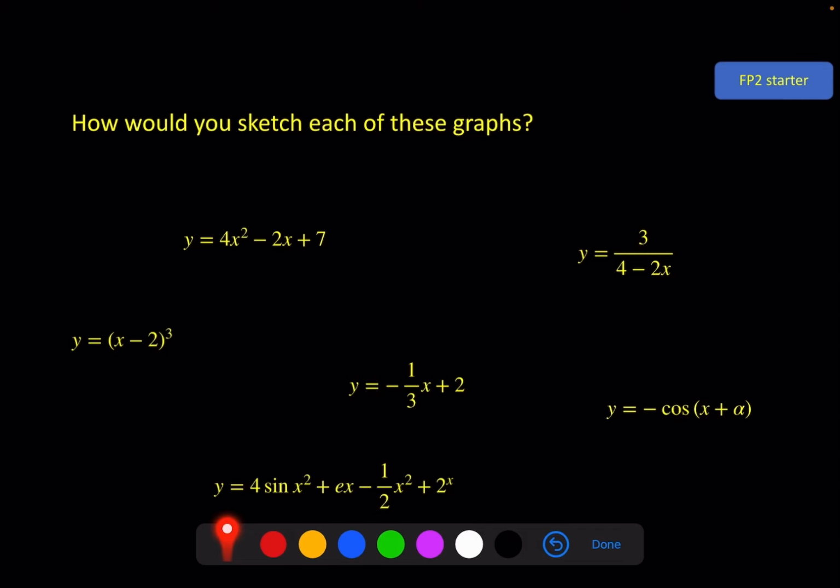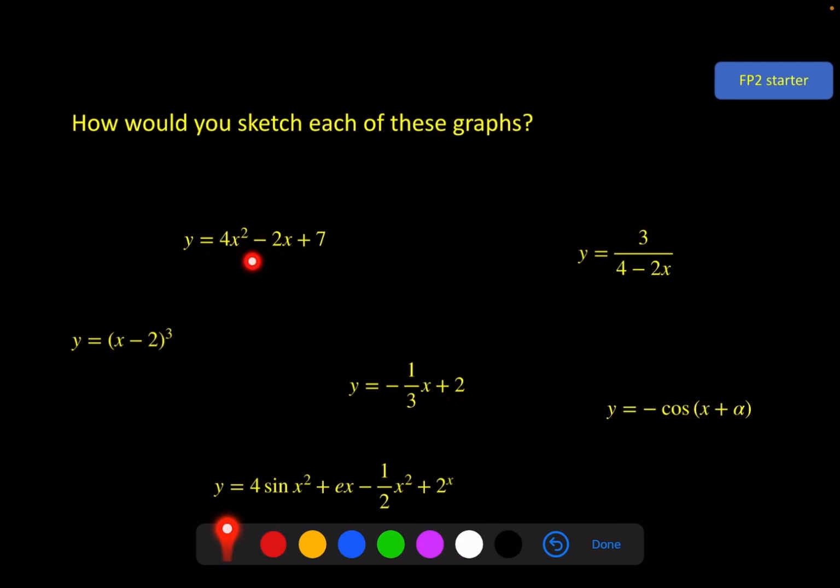On the screen, a quick starter. Don't actually sketch these graphs, but if you've got time, pause the video and think about how you would go about sketching each of these graphs. For example, this one here, you might just take the y-intercept and then do a slightly downward sloping line, or you might find the y-intercept and the x-intercept and connect them.